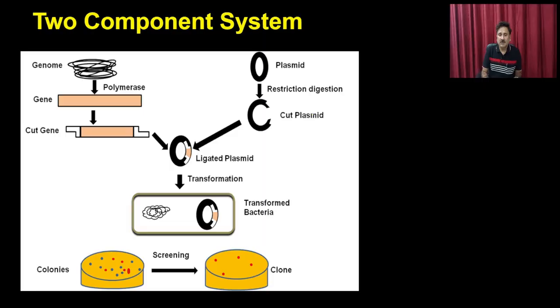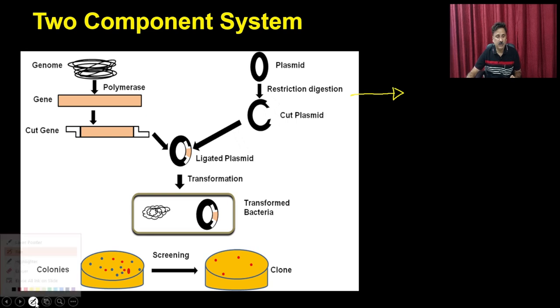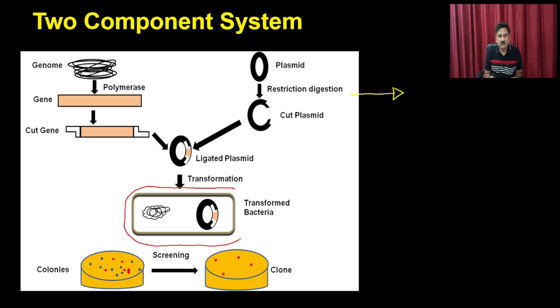Now, in this particular scheme, you are going to utilize two major components. One is the cells where you are going to perform the transformation. This is one of the major components of recombinant DNA technology, where you insert the DNA of your interest, the recombinant DNA you have produced. This is going to be called the host. Similarly, you also require a material which can carry your gene of interest in the form of recombinant plasmid or recombinant DNA, and this is going to be called the transforming agent.